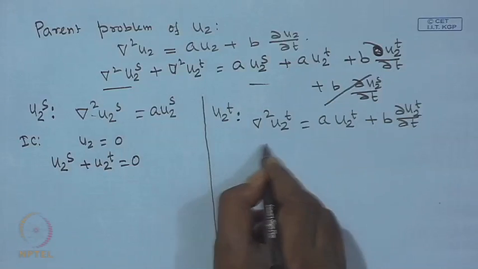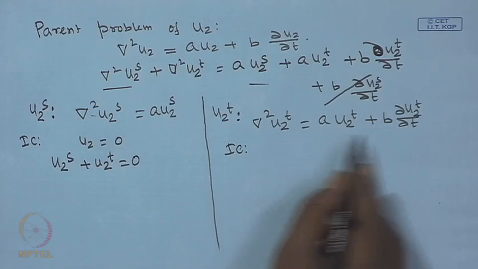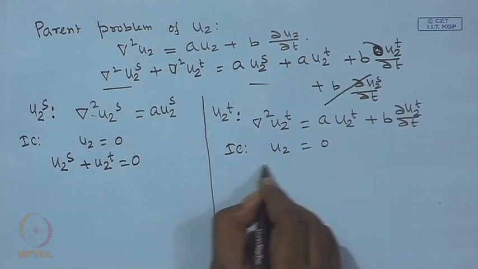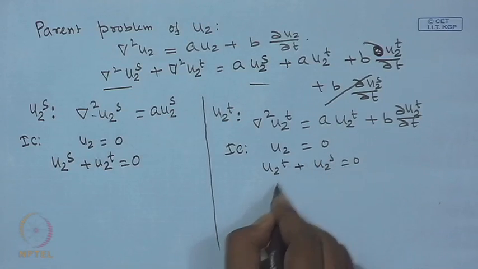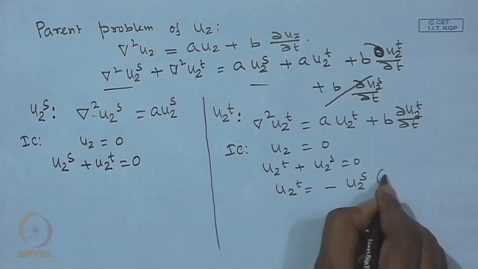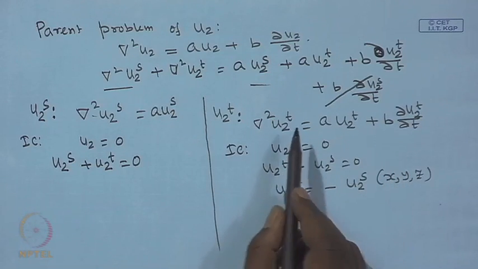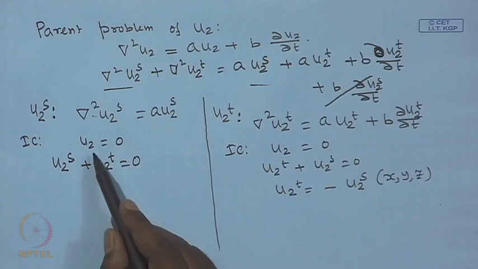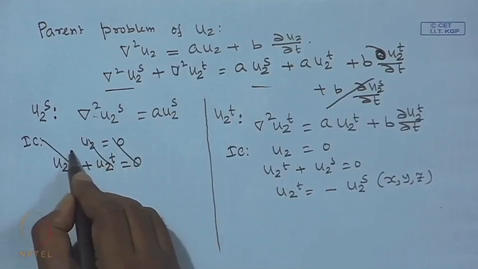So, we write it down here. I think that will be better, because we need to have one initial condition on u2t. So, u2 is equal to 0, so we have u2t plus u2s is equal to 0. So, u2t is nothing but minus u2s, which will be a function of x, y, z. So, the initial condition of the transient problem is nothing but the solution of the steady state part with a minus sign with it. So, we just cut it down here.